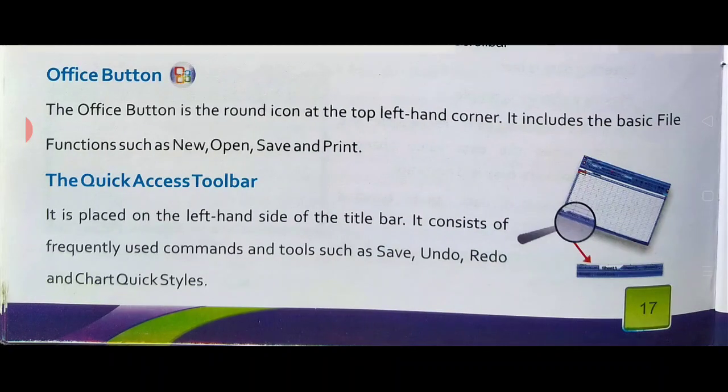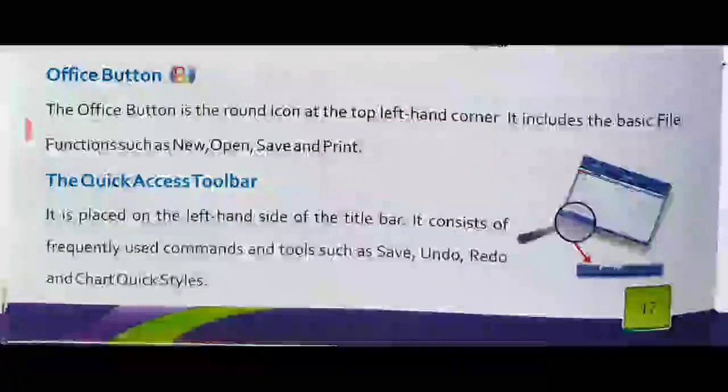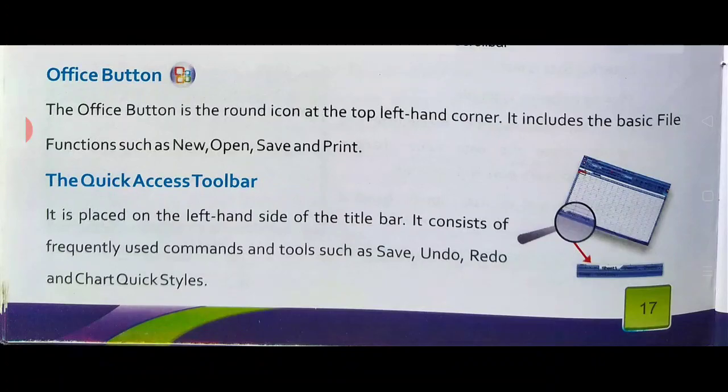First one is the office button. The office button is the round icon at the top left hand corner. It includes the basic file functions such as new, open, save and print. Office button means what? If you want to open a new worksheet, if you want to open a saved worksheet, if you want to save the worksheet, or if you want to take a printout of your worksheets, for this purpose we are using the office button.